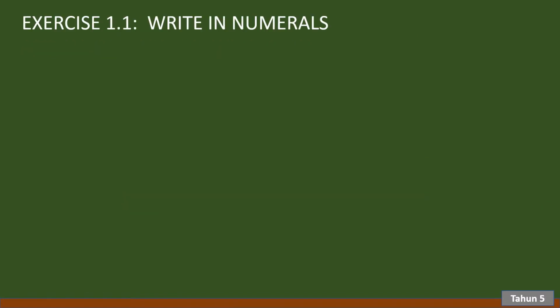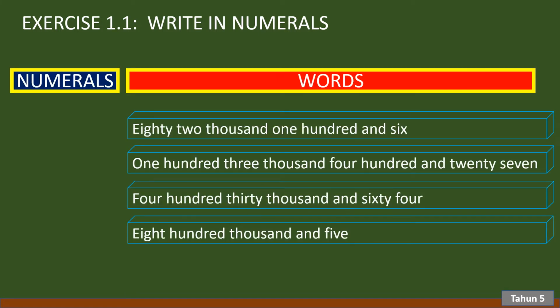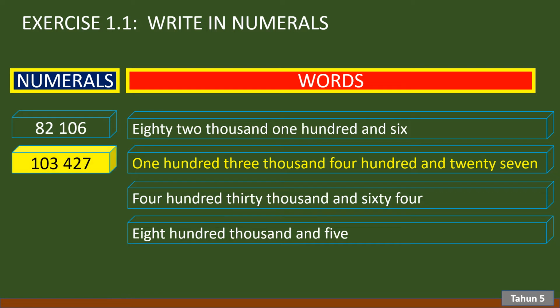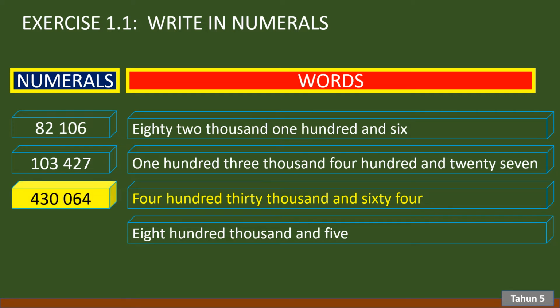Now let us try exercise 1.1. Write in numerals for each of the numbers shown in words below. 82,106 in numerals is. 103,427 in numerals is. 430,064 in numerals is. 800,005 in numerals is.